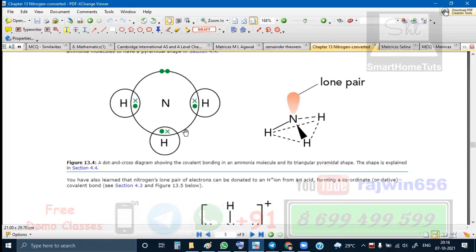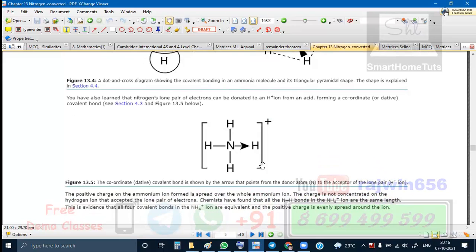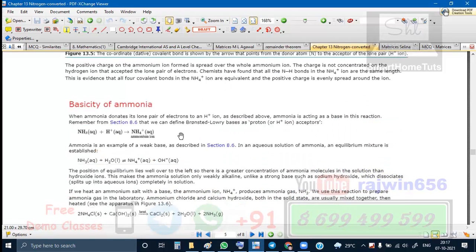I have already sent you the link before for formation of ammonium ion. So this is the structure. You are going to draw both of these diagrams. And this is formation of ammonium ion. I already sent you this link. You can go through that. And next part is basicity of ammonia. NH4 plus ion will react with water. It's going to release hydroxyl ions, OH minus. So therefore, it is going to be an alkali. It is a weak alkali because the dissociation is very less.